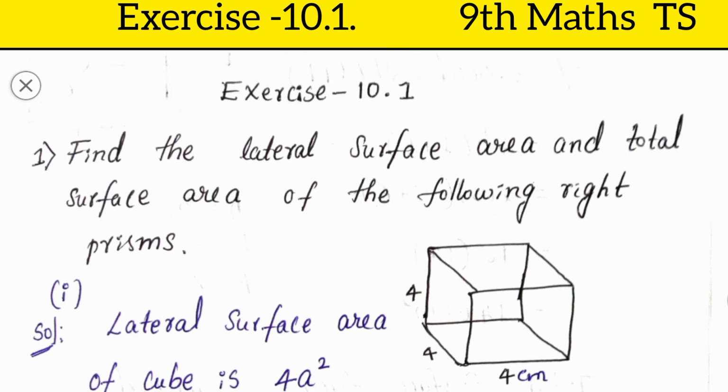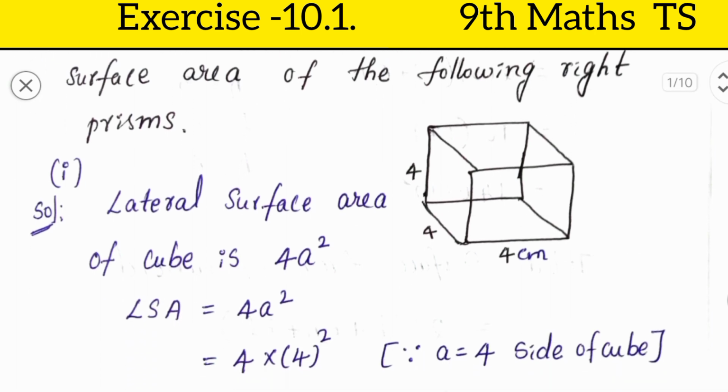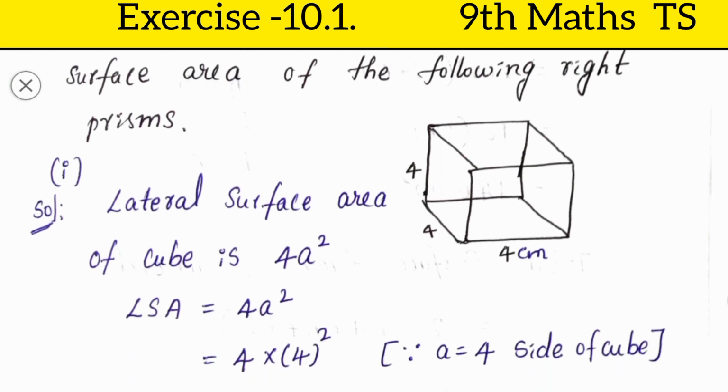Here two figures are given. One is a cube and another one is a cuboid. We need to find LSA and TSA for these figures. The lateral surface area of the cube is 4a square, where a is the edge of the cube. So LSA is equal to 4a square.